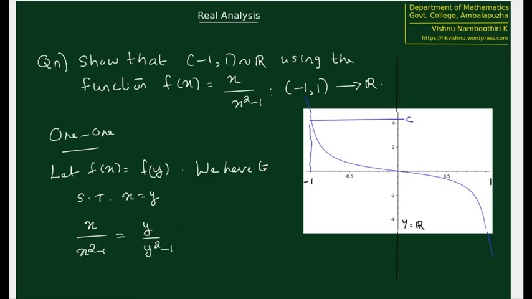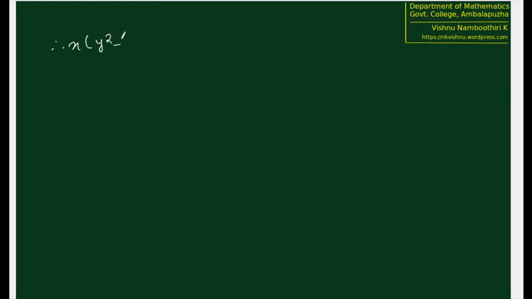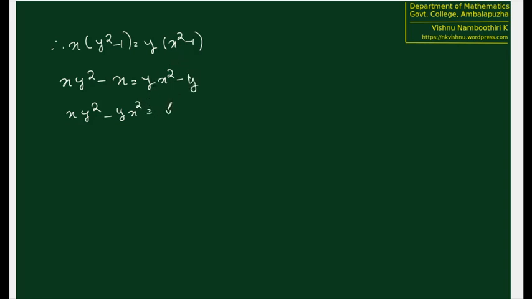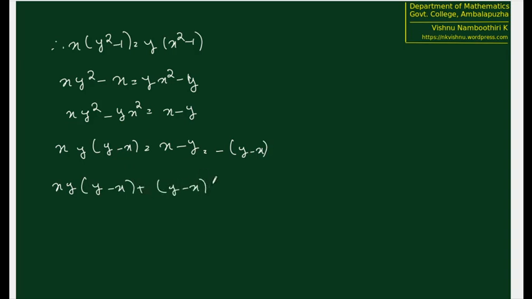If we just rearrange the terms, we get x(y² - 1) = y(x² - 1), and therefore xy² - x = yx² - y. If we further rearrange, xy² - yx² = x - y. And if we do some more manipulation, we have xy(y - x) = x - y. So if we bring x - y to the left side, this is nothing but minus of (y - x). So xy(y - x) + (y - x) = 0.